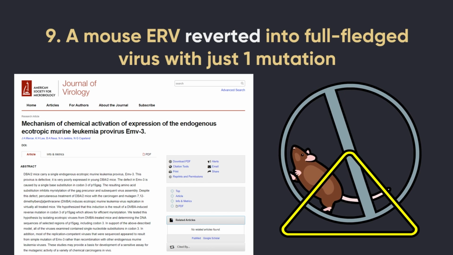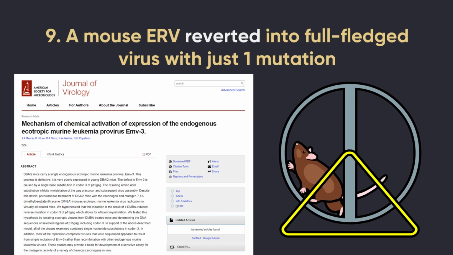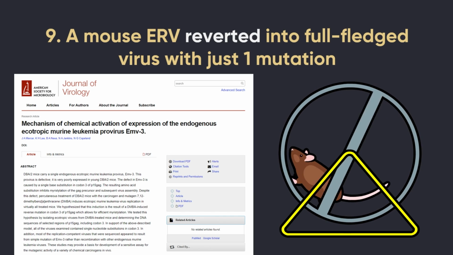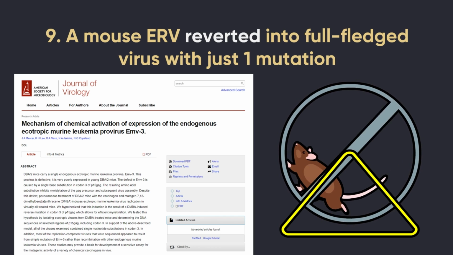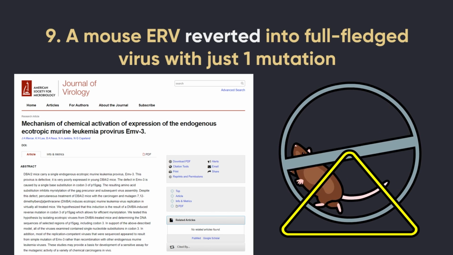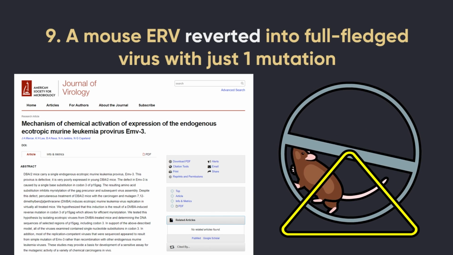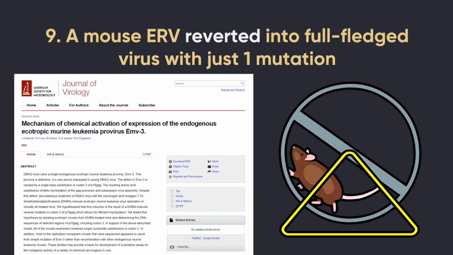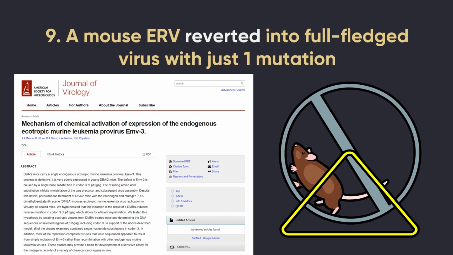But in this experiment, there was a molecule they were giving mice, and it turns out that a lot of the mice that got this molecule would end up expressing viruses, endogenous retroviruses, as if they were normal, as if it were a fresh infection. And I'm like, why is this molecule causing this reaction?